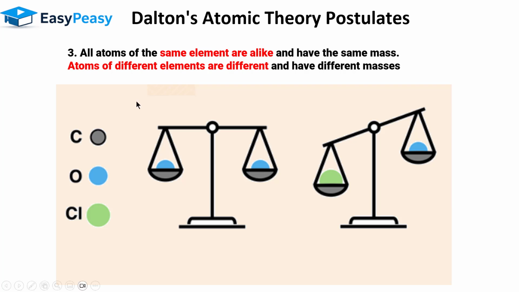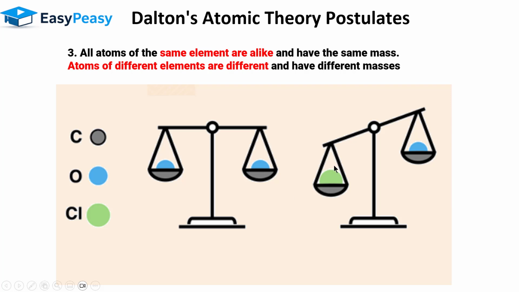In this picture, you can see we have 3 different elements. The carbon is represented by a gray circle, the oxygen is represented by a blue circle, and chlorine is represented by a green circle. If we compare one oxygen atom with another oxygen atom, they are the same, they are alike because they belong to the same element.